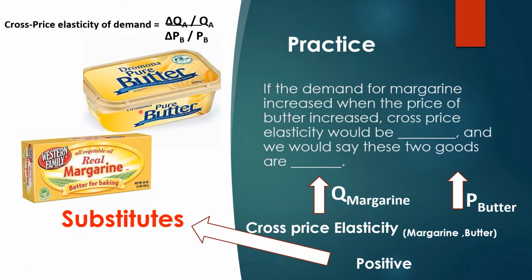So now you have seen how easy it becomes for us to identify whether goods are substitutes or complements, just by looking at the sign of the relationship, or the direction of change in both the quantity demanded of the good and the price of the other good.